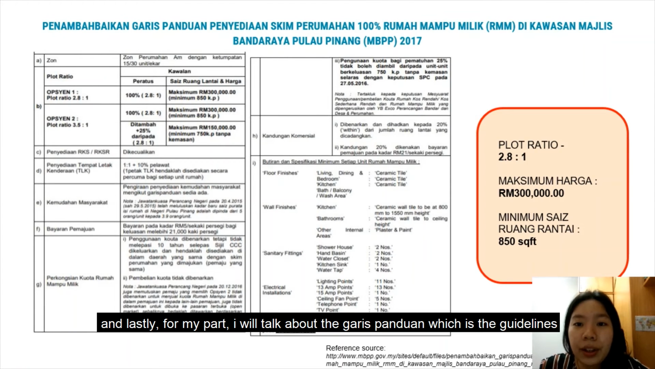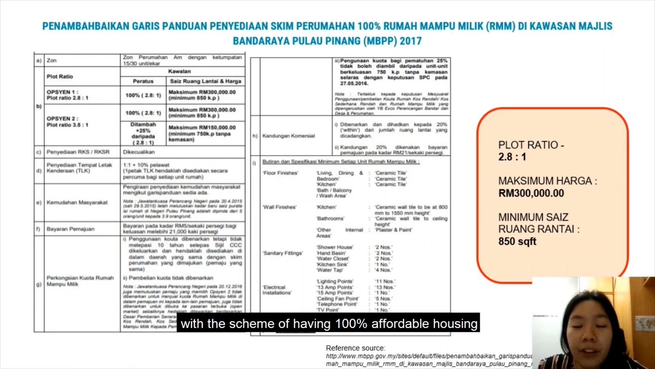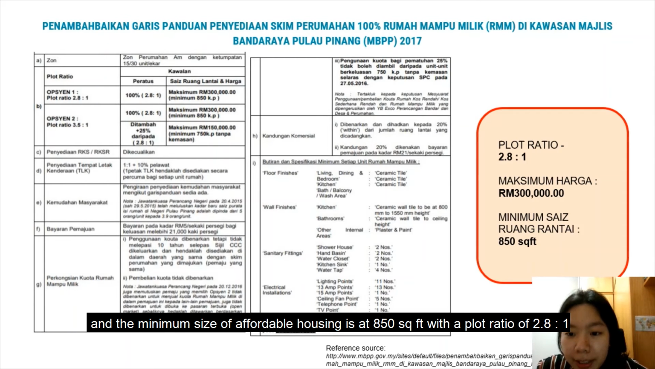And lastly, for my part, I will talk about the Garis Panduan, which is the guidelines done by MBBP, which is Majlis Bandaraya Pulau Pinang, back in 2017, with the scheme of having 100% affordable housing, where affordable housing can have a maximum ceiling price of 300,000 ringgit Malaysia, and the minimum size of the affordable housing is 850 square feet with a plot ratio of 2.8 to 1.